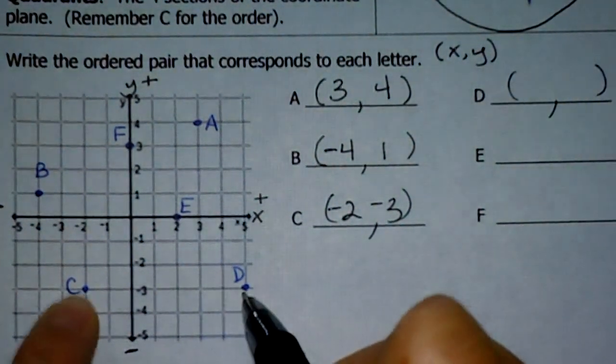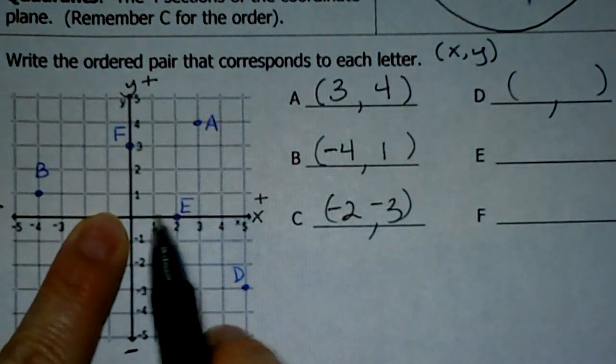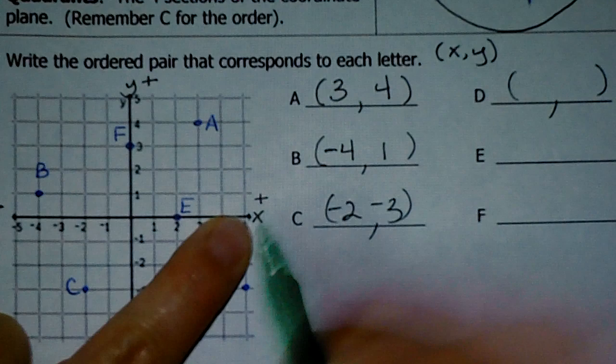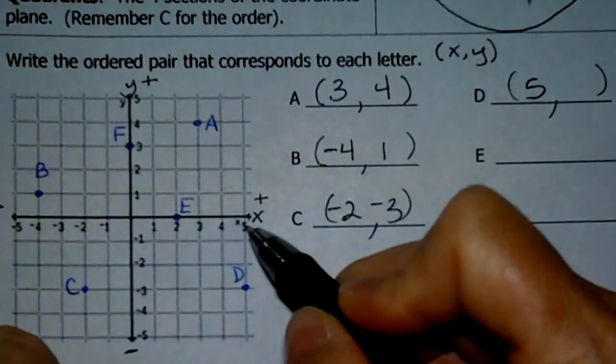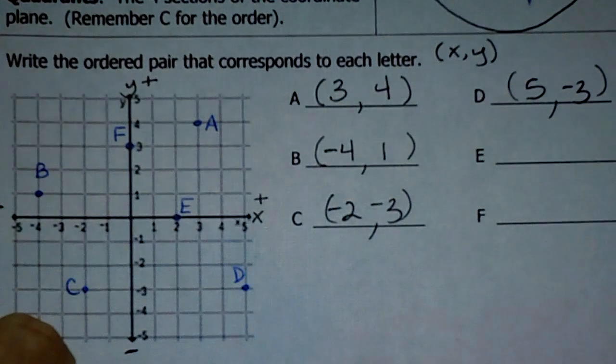All right, here's D all the way over here. Go back to the origin. I have to go 1, 2, 3, 4, 5 to the right. That makes it a positive 5. And then down 1, 2, 3 to get to D.